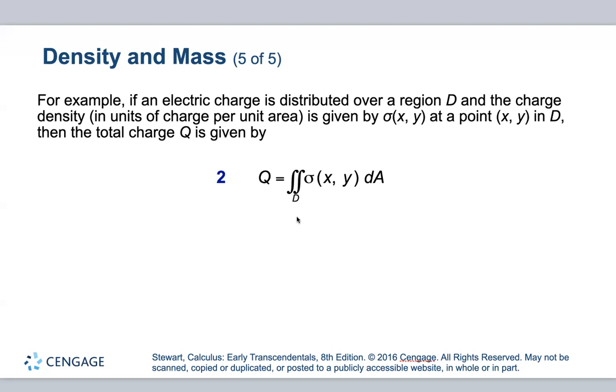Which we'll call sigma at every point in a region. Then you could compute the total charge in the region by just integrating the charge density over that region. So the moral of the story is if you have something like a charge density, a mass density, so that it is a mass or a charge per unit area, you get the total by just integrating.